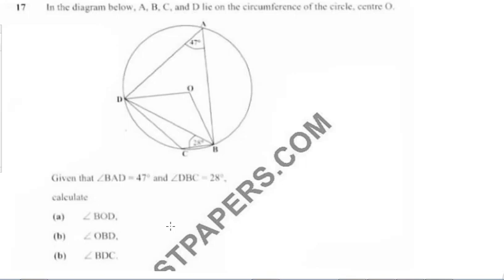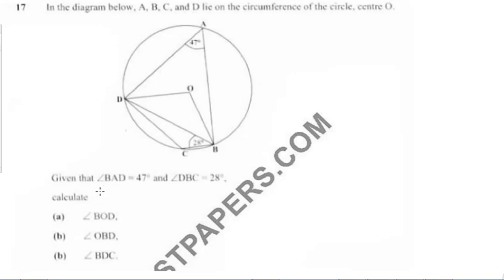The question says, in the diagram below, A, B, C, and D lie on the circumference of the circle, center O. So we've got circle ABCD, and these are points on the circle. The center of the circle is at O. We're given that BAD is 47 degrees, and DBC is 28 degrees. We are asked to calculate BOD, OBD, and BDC.